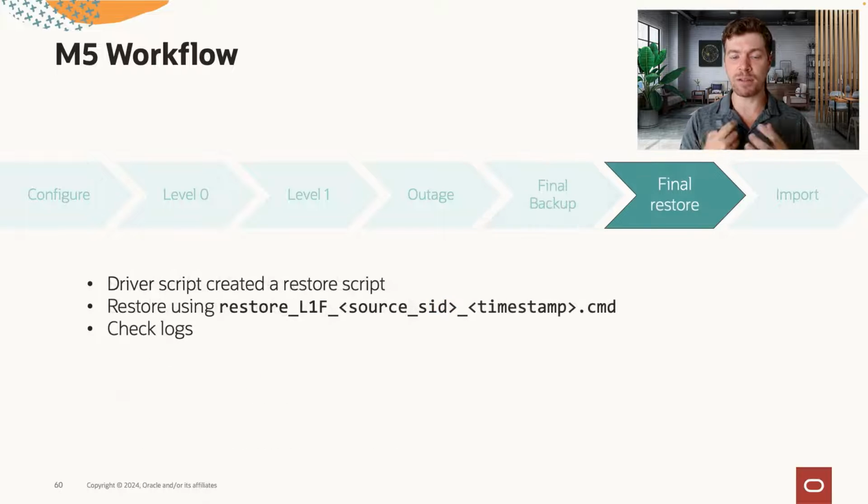Now it's time to run the final restore. Again, the script that executed the final level 1 backup will also create a final level 1 restore script. So you get that script, restore l1f.command, you move it, or if it's in the shared mounting point on the NFS, you don't need to move anywhere. You simply call it on your destination server, and this will perform the final recovery of your data files there.